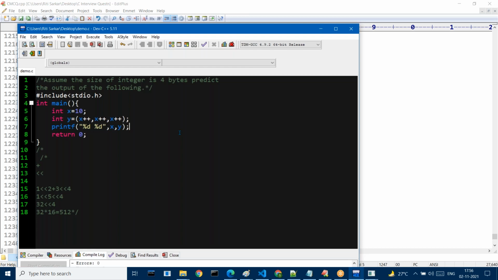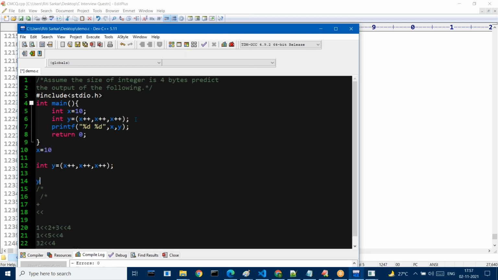10 13. Okay, let's see what others are telling. 13 12. Okay. Next, 12 12. Okay, let's see. Here x plus plus, observe here. Initially x is 10. Y value we need to get. This is what we are expecting, the y value.